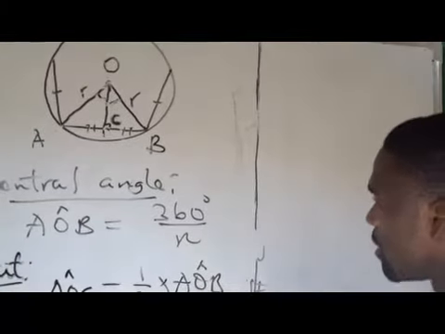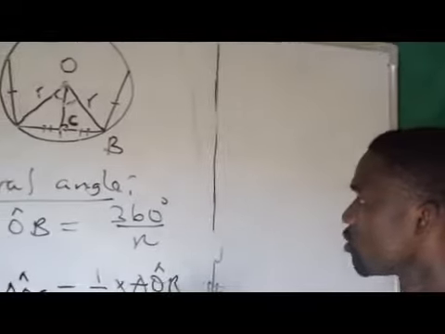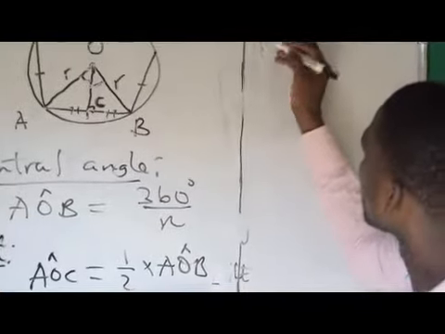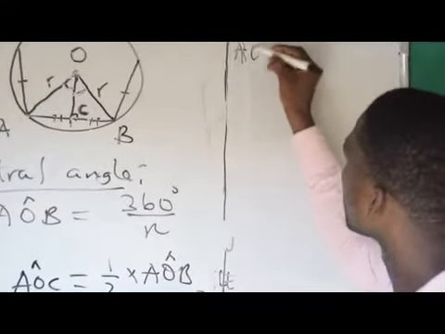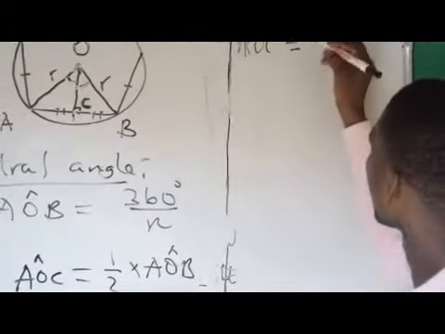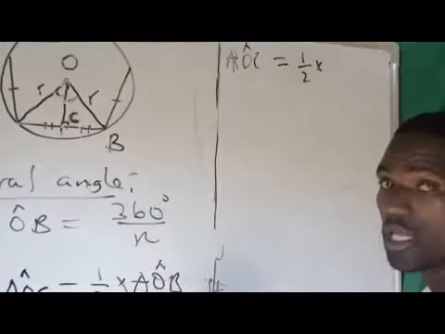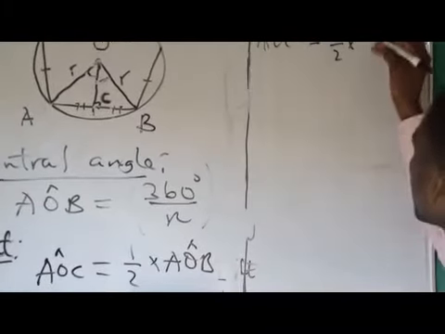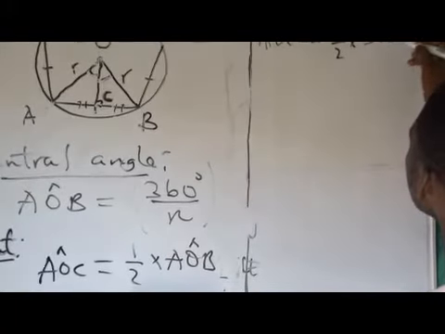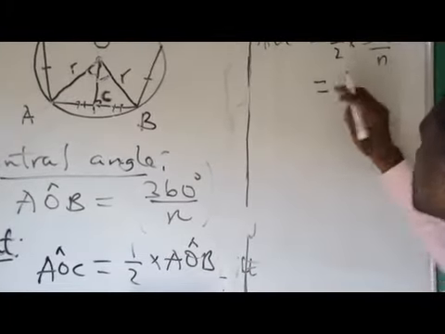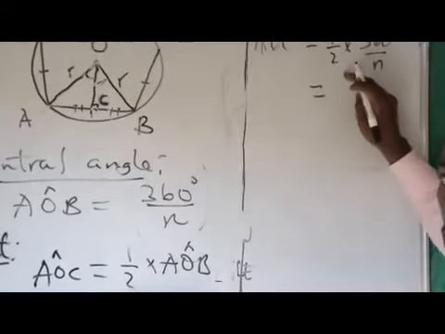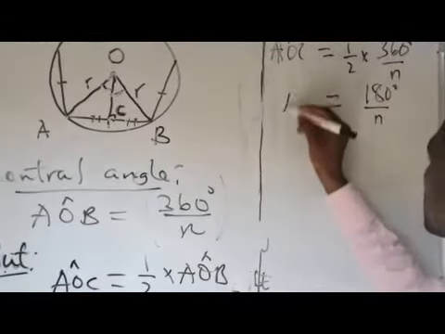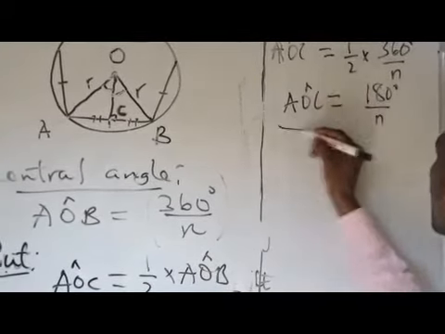Here we have shown that the angle AOB is given by 360 degrees divided by n. So AOC is going to be equal to a half times angle AOB, which is 360 degrees divided by n. If you simplify 360 degrees divided by 2, you get 180 degrees over n. This will be the angle AOC first.